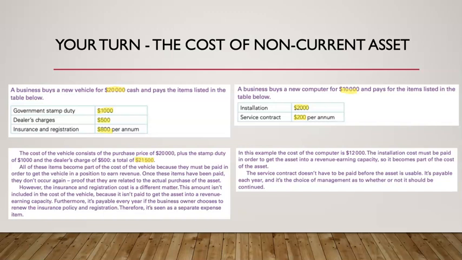In our computer, our historical cost is $12,000. And I recommend to pause this video now and have a look at the detailed explanation of those. But that's the important aspect of the cost of a non-current asset. This is how we determine the original value.